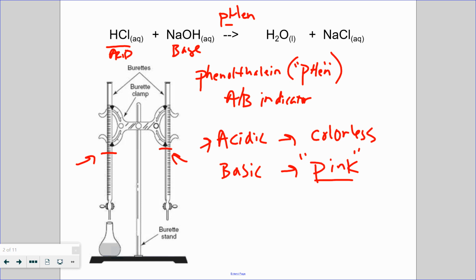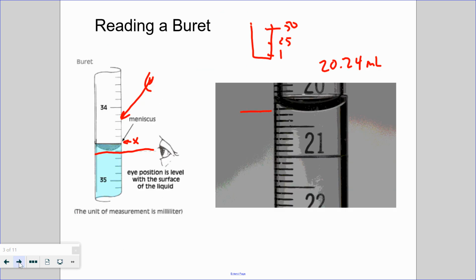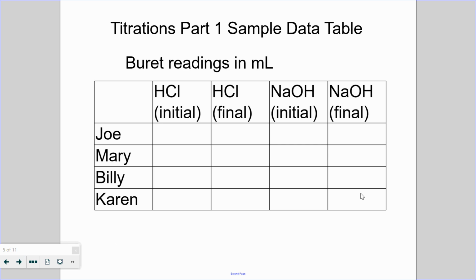Now, what am I going to do with that data? Well, let's just jump ahead here just a little bit. Again, how to read this. We don't need to look at that again. So here's the data that you would have gathered in your POGL group, in a POGL group I just made up. So the four of you would have gathered data. And so Joe, I'm totally making this data up. Let's say Joe's initial HCl was 40.62. The burettes read in milliliters. And Joe's final HCl was 31.22 milliliters.